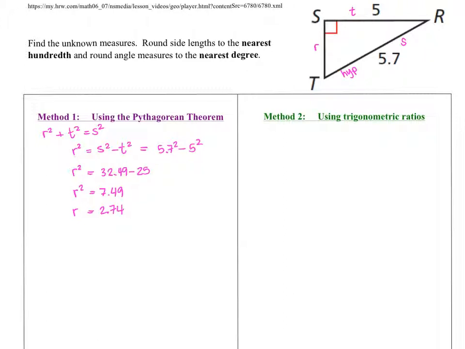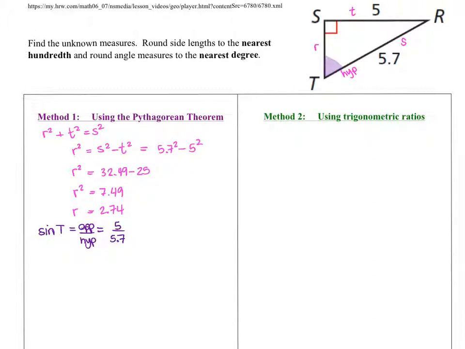Now we have all 3 side lengths, but only one angle, so we need the other 2 angles. What we're going to do is use our trigonometric ratios and our inverse trigonometric ratios to find one of the missing acute angles. So let's use the sine of angle T. Sine of angle T is opposite over hypotenuse, and at angle T, the opposite side is 5. The hypotenuse is 5.7, so it's going to be 5 over 5.7.